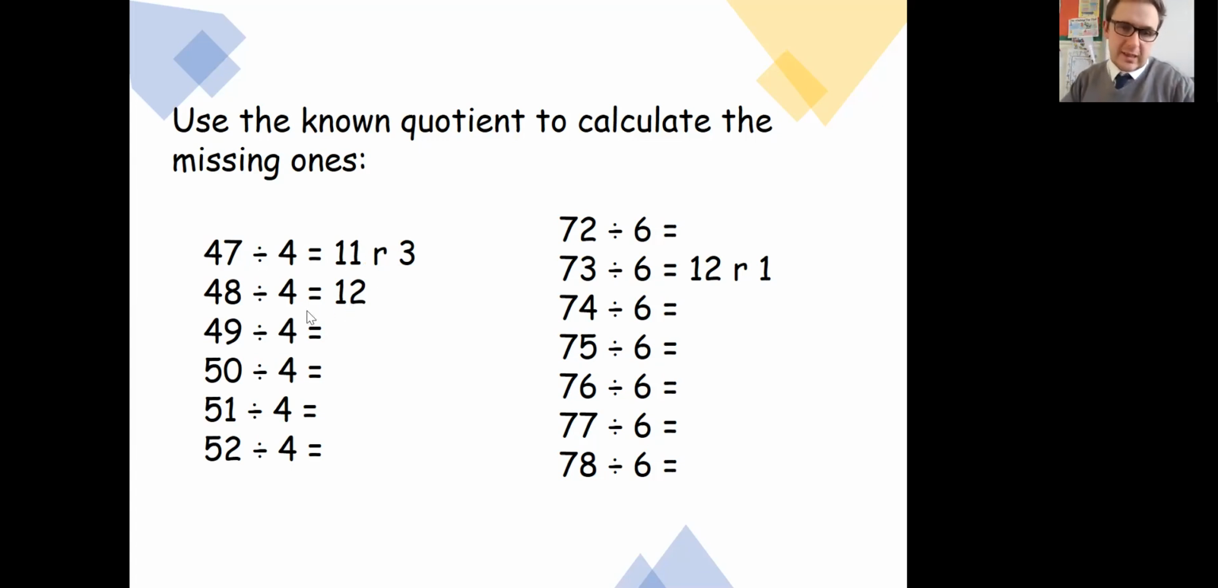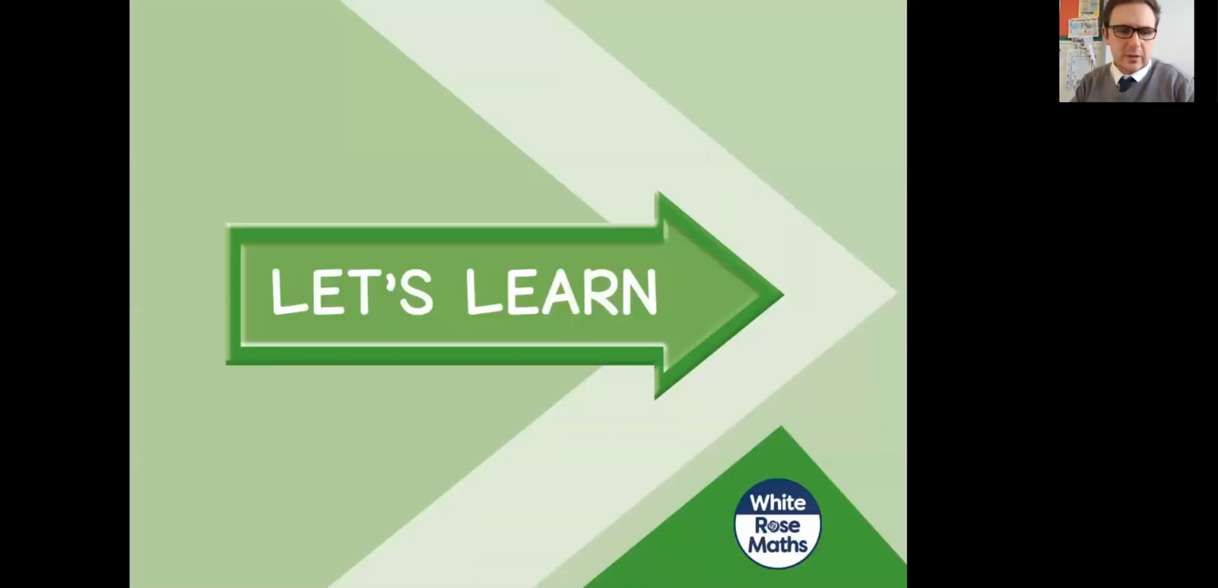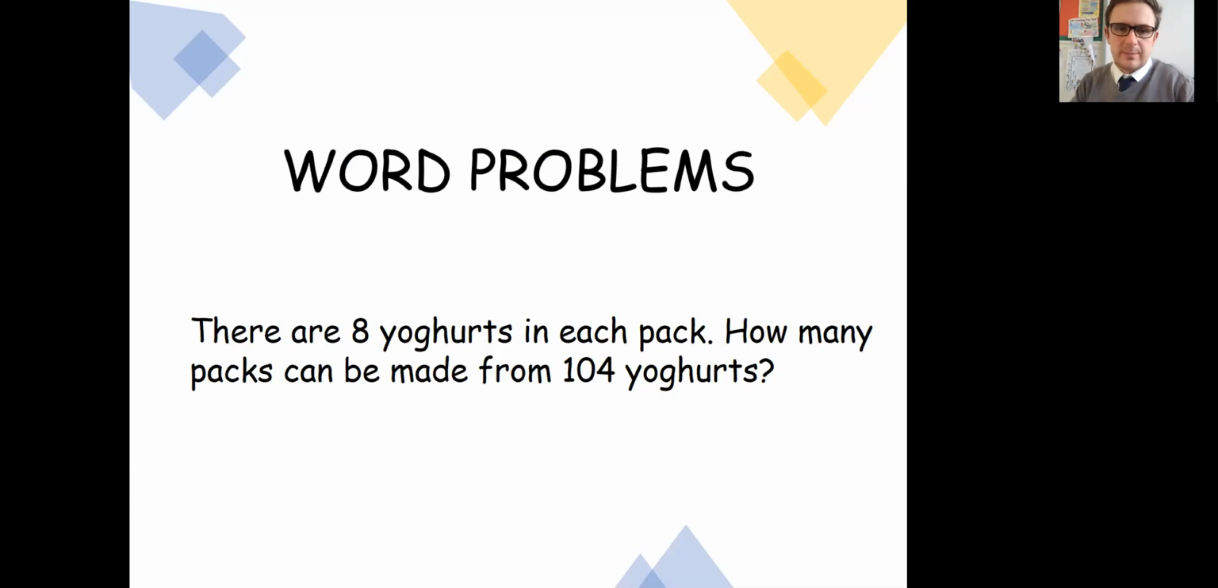Okay, 49 divided by 4 would be one more than this. So it'd be 12 remainder 1, and so on. Use that rule for those, and you can put your answers onto your sheet, and I will have a look when you submit your work on portfolios later. Okay, so let's have a look at some word problems then.